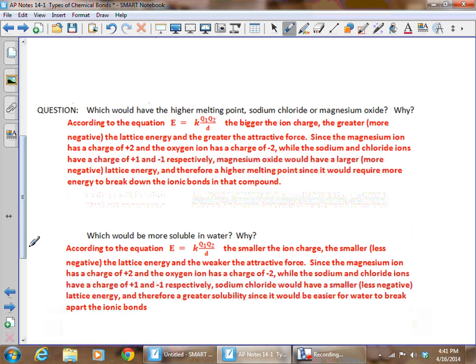So our next question, which would have the higher melting point, sodium chloride or magnesium oxide? Now, higher melting point, analyze it again. Higher melting point means we want it to be attracted strongly because we want it to take a lot of energy to melt it. So this is a large lattice structure or lattice energy. And if we're looking for a large lattice energy, we're either looking for a large charge or we're looking for a small distance between ion centers. Charge, generally we think of charge trumping size.